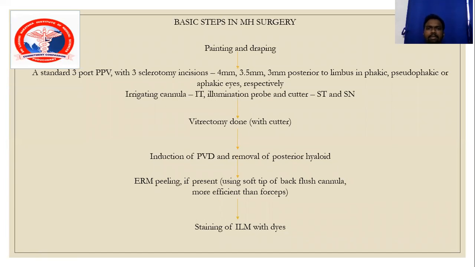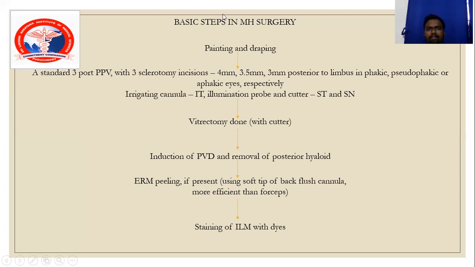So, what are the basic steps in a macular hole surgery? After painting and draping, the patient is made to lie down and asked to focus on the microscope light. We insert 3 sclerotomy incisions at 4 millimeter, 3 millimeter, and 3.5 millimeter posterior to the limbus, based on whether the patient is phakic, aphakic, or pseudophakic, respectively. We insert an irrigating cannula infratemporally, and an endo-illumination probe and cutter supranasally and supratemporally.